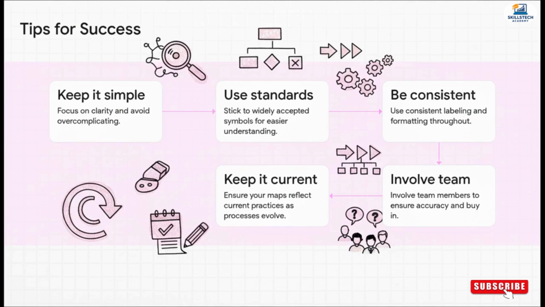First, keep it simple. Your goal is clarity, not creating some complex work of art. Second, stick to the standard symbols we talked about. Don't reinvent the wheel. Third, be consistent with how you label things. Fourth, and this one is huge, involve your team. They're the ones doing the work, and their input is pure gold. And finally, remember that processes change, so your map should be a living document that you update.